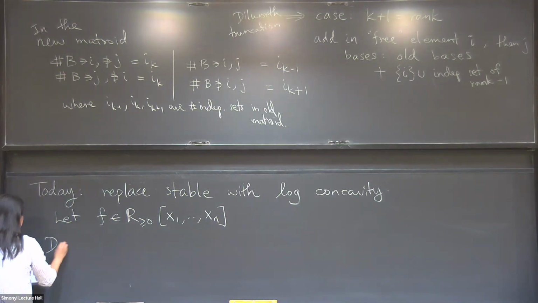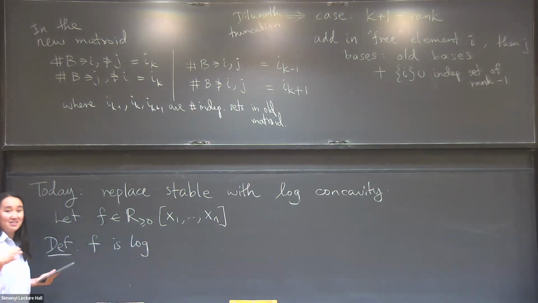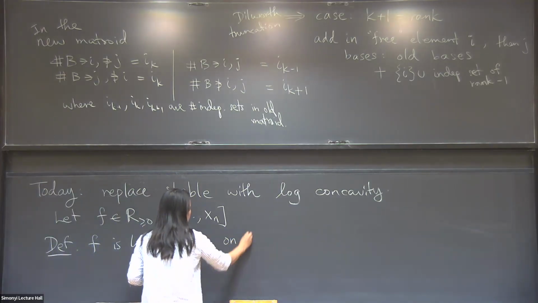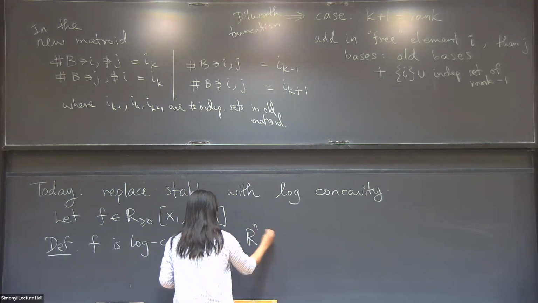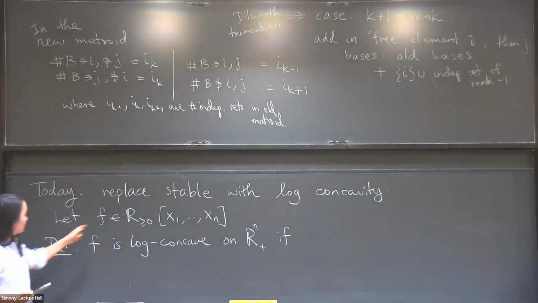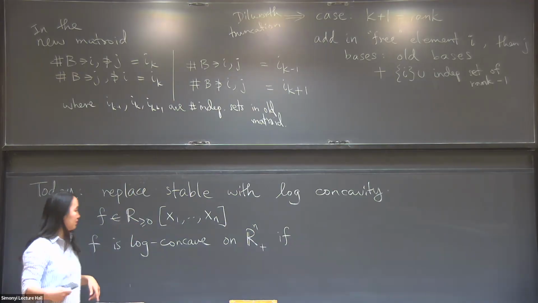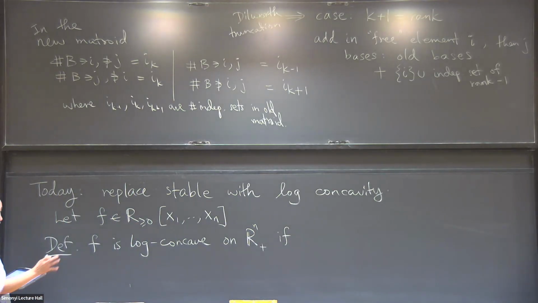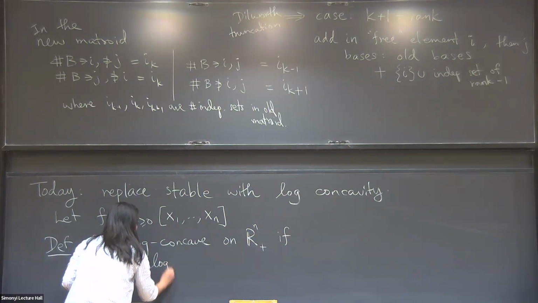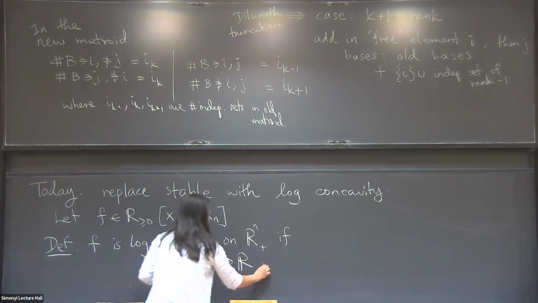So we say that f is log-concave. As a function, its logarithm is a concave function. So it is log-concave on the positive orthant. We don't want to take logs of negative numbers. Because f has non-negative coefficients, it is non-negative on the positive orthant, actually positive on the positive orthant. We can take the logarithm, right? If the log f function is concave.